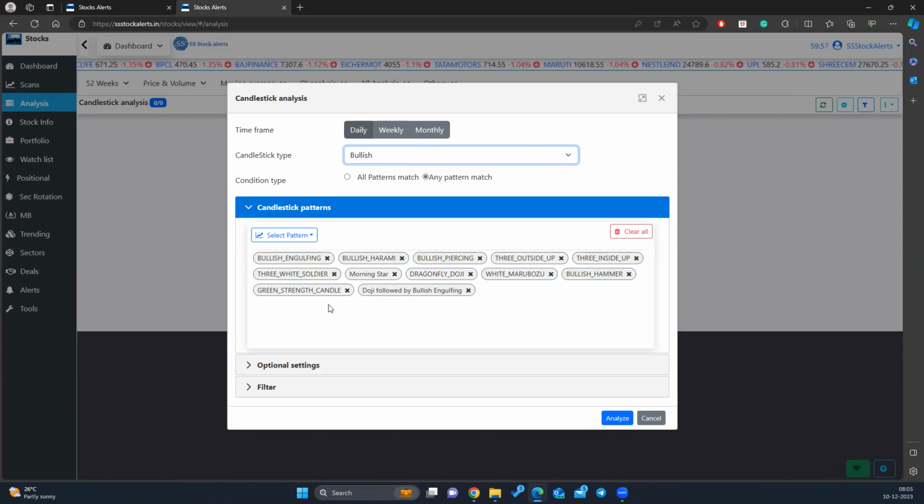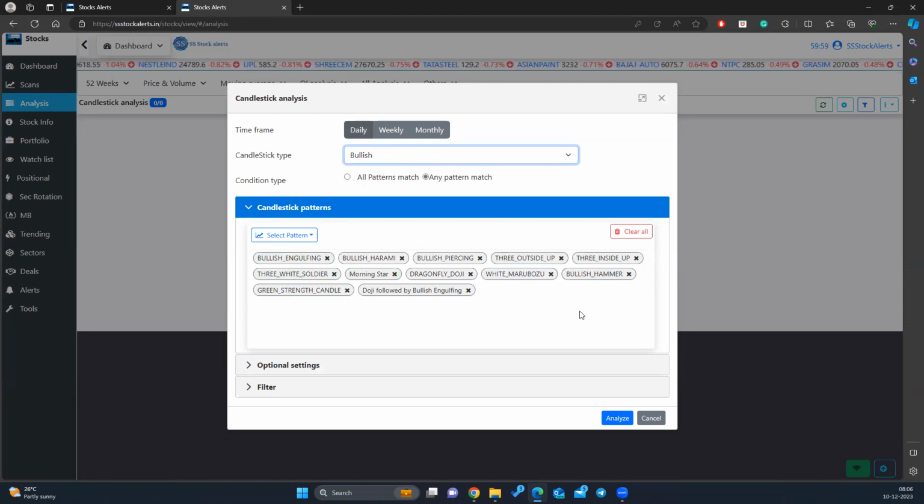But suppose when we want to check for multiple patterns, like if I want to verify a stock is okay with the bullish engulfing, bullish harami, or bullish piercing pattern, so I'm okay with any of these patterns, then you should go for any pattern match. Any pattern match means if any one pattern matches, the stock will appear here. But all pattern match means one stock should have all these patterns.